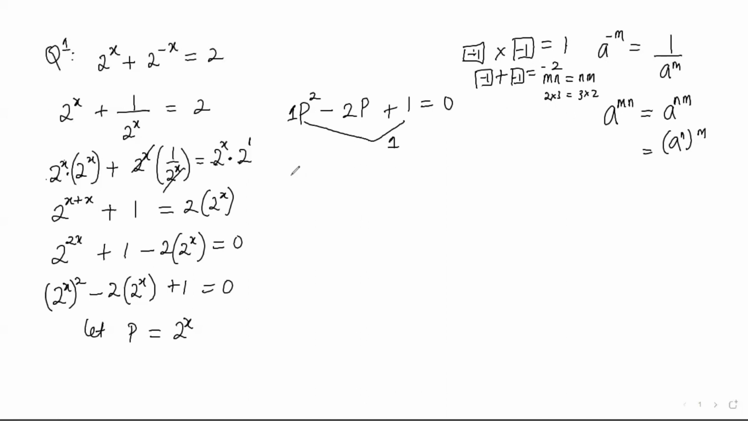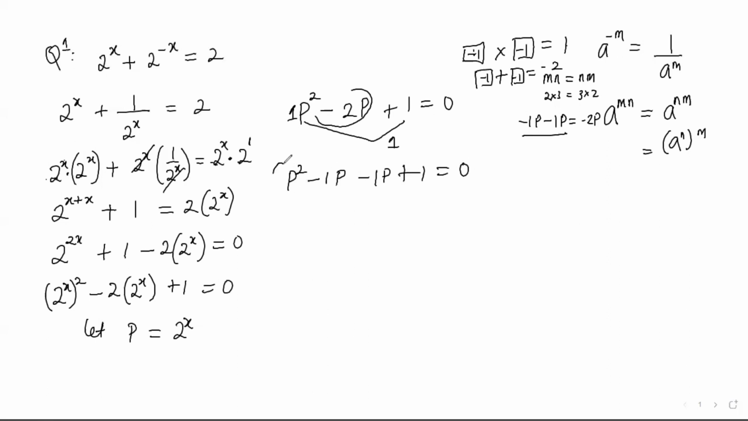minus 2. So here becomes p squared minus 1p, then minus 1p. So this minus 1 and minus 1, we are representing them in the form of p, just like we have minus 1p and minus 1p will give me minus 2p. So instead of writing minus 2p, I'm going to write them as minus 1p minus 1p. That's why I'm writing these in this form. Then we have here plus 1 equal to 0.